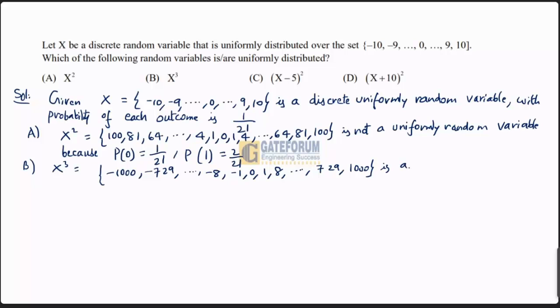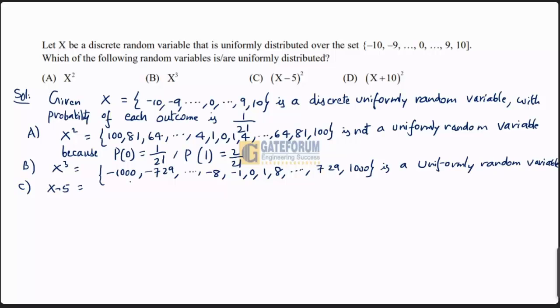Is a uniformly random variable? Next, option C. First we have to find X minus 5.